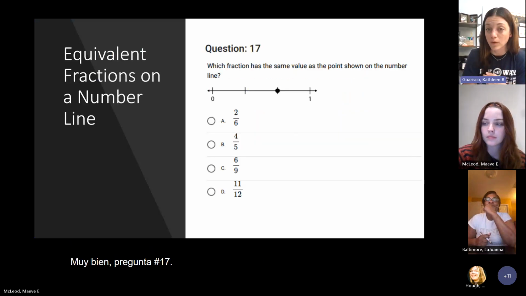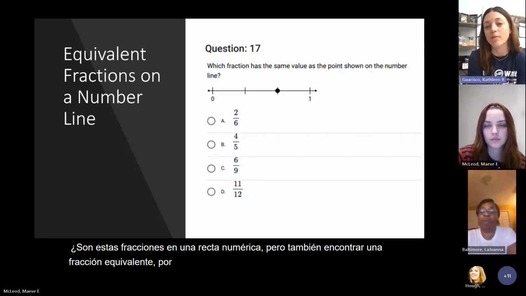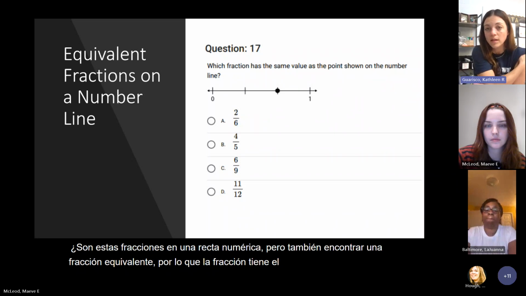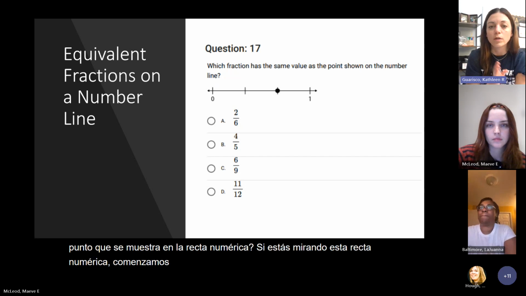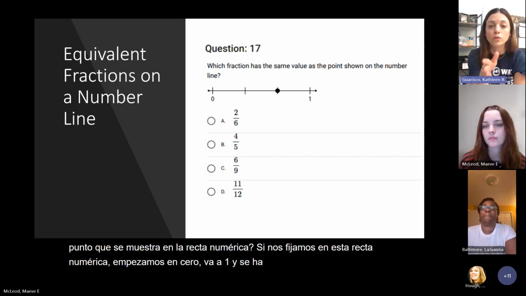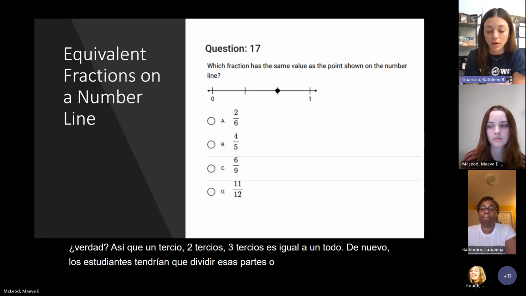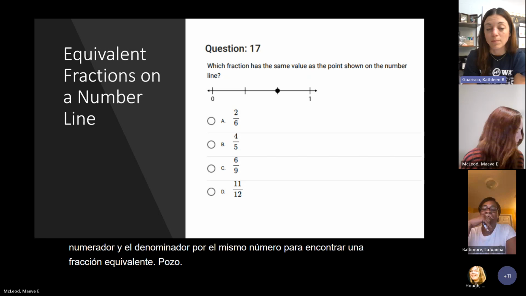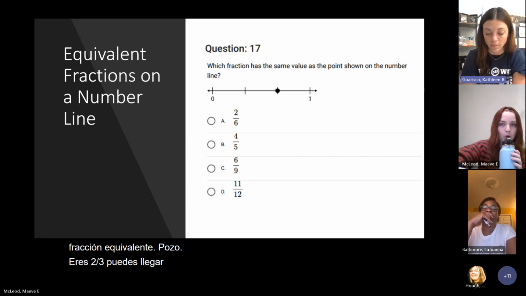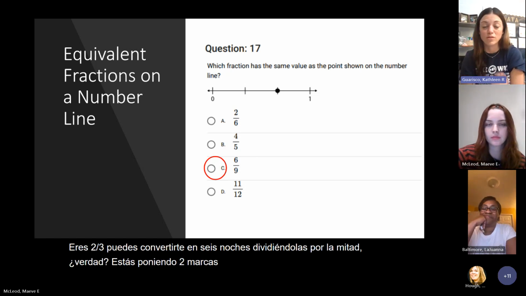All right, question number 17. This is fractions on a number line, but also finding an equivalent fraction. So which fraction has the same value as the point shown on the number line? Well, if you're looking at this number line, we start at 0, it goes to 1, and it's been partitioned into 3 parts, right? So 1/3, 2/3, 3/3. Again, students would have to partition those parts or multiply the numerator and the denominator by the same number in order to find an equivalent fraction. Well, your 2/3 can become 6/9 by partitioning them in half, right? You're putting 2 tick marks between each one of those thirds.